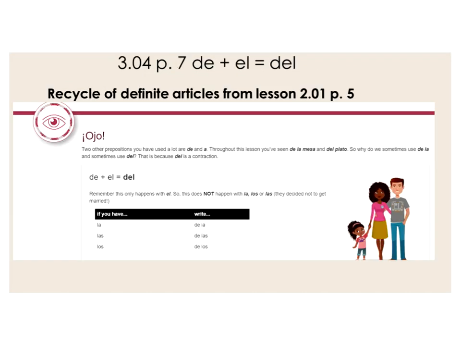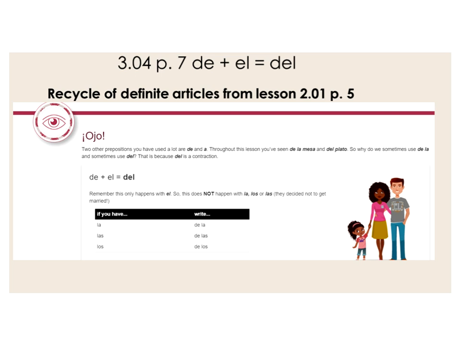Okay? So yo corto la carne con el cuchillo y el tenedor. Okay. Last thing in this lesson is lesson 3.04, page 7. We're recycling those definite articles, which we covered in lesson 2.01, page 5. And all we're learning here is if you have the definite article el, since de means of or from, de plus el is del.